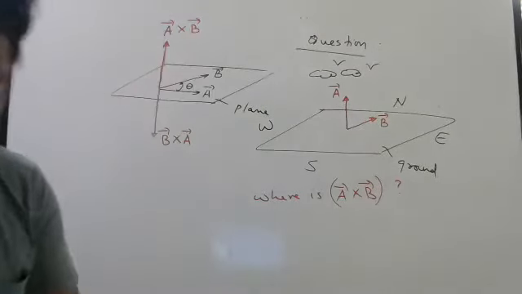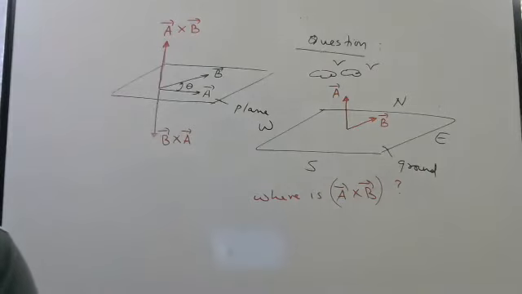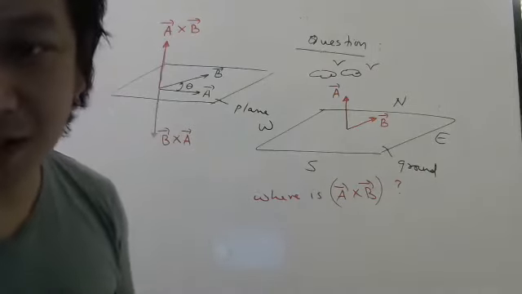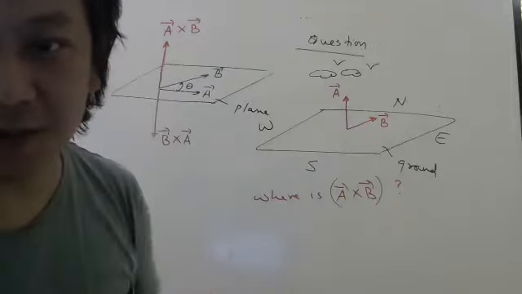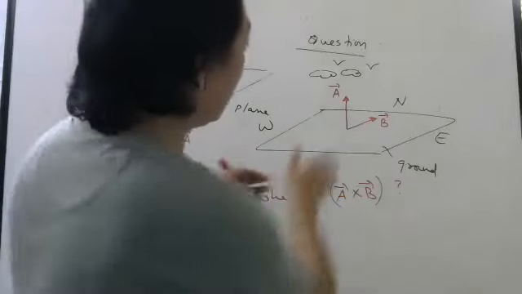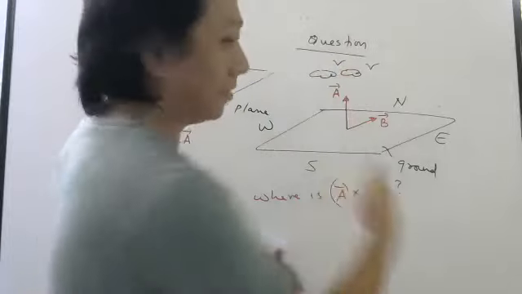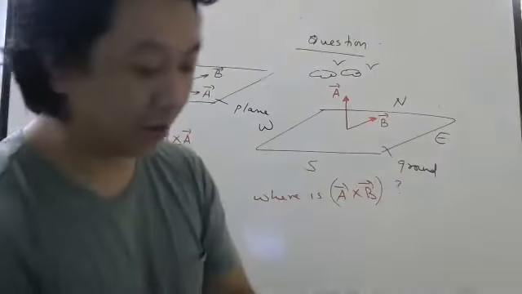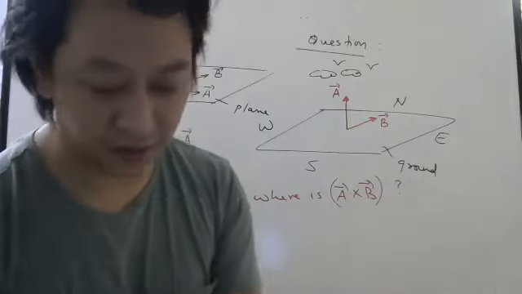Go ahead, answer. East, west, everything is coming. Ground? How can it come ground? It is always perpendicular to the plane. So this is the plane. This is one vector. Ground is impossible. Ground is impossible.